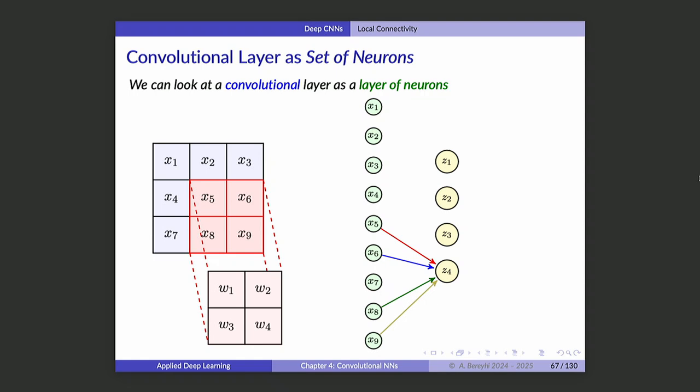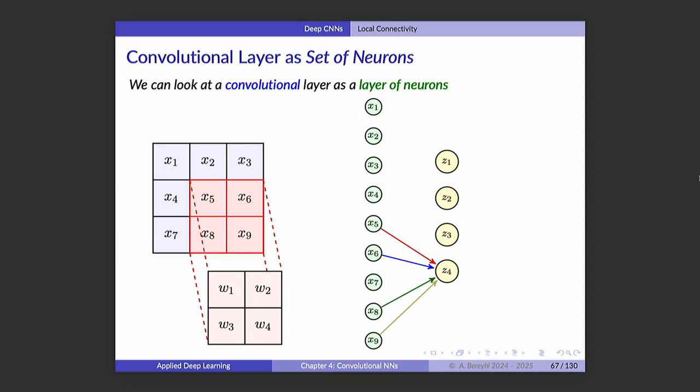Everybody's clear? Right? So Z1 to Z4, all of them are linear combinations of the inputs. And those linear combinations are multiplied with what weights? The weights on the filter. What does that mean? That means that this red link you see here from X5 to Z4, you see it?